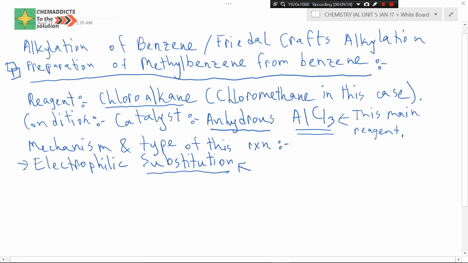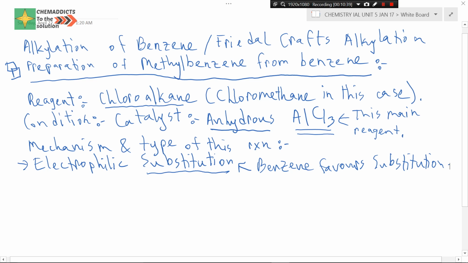Since the substitution favors benzene to be more stable. So benzene favors substitution reaction over addition. All right, types and mechanism. Electrophilic substitution. Benzene generally favors substitution reactions over addition reactions, since addition in benzene would cause benzene to lose its delocalization and hence its stability. That's the main reason behind this thing.